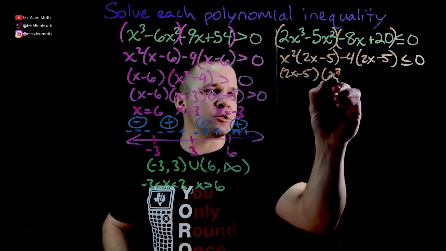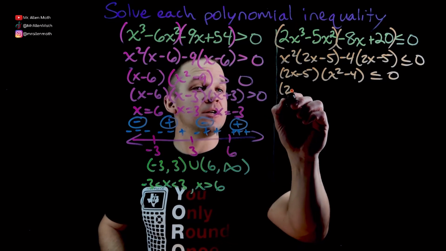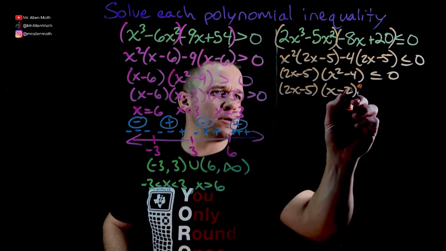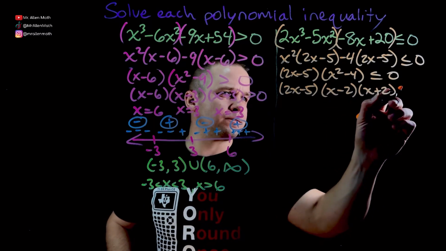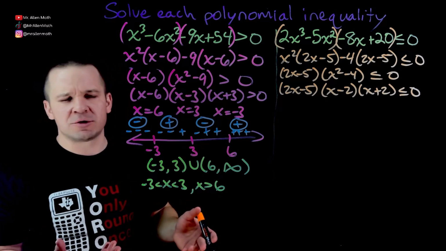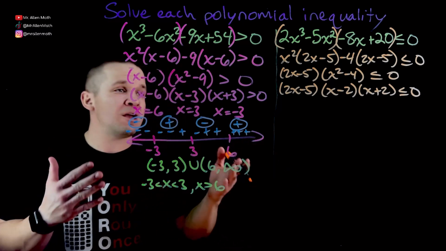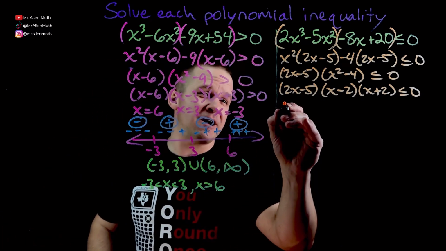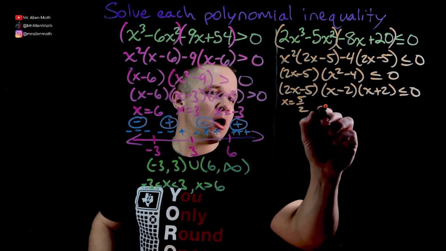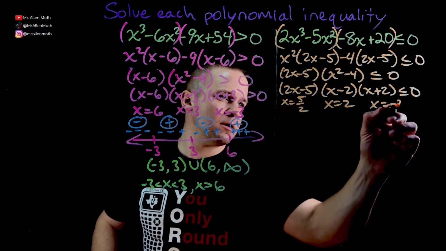And then we got x squared minus 4, less than or equal to 0. And then we got the difference of two squares to finish this thing out. All right, x minus 2 and x plus 2. A lot of times with factor by grouping, you're going to see the difference of two squares thing happening. So always be on the lookout for that. So now I can get my three values here. This one's going to be x equals 5/2, or like 2.5. x equals 2, and x equals -2.